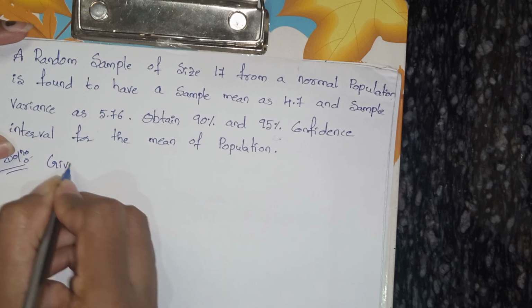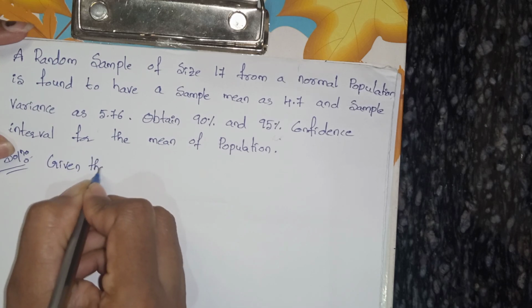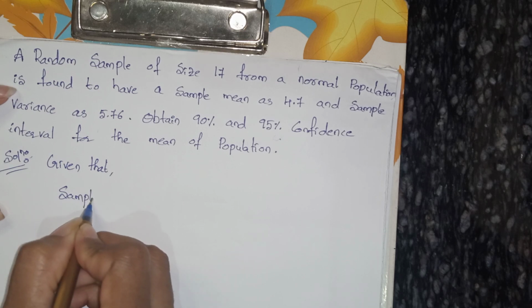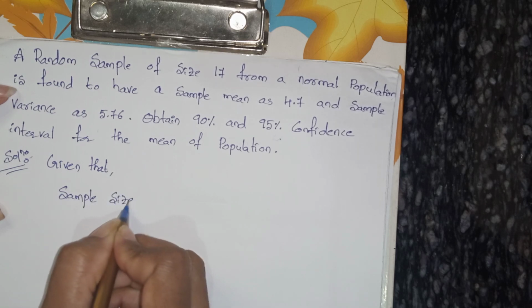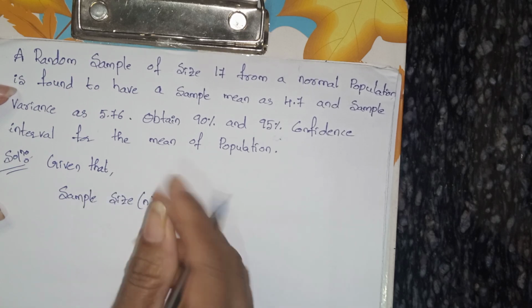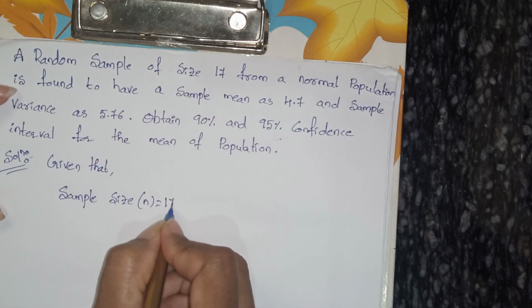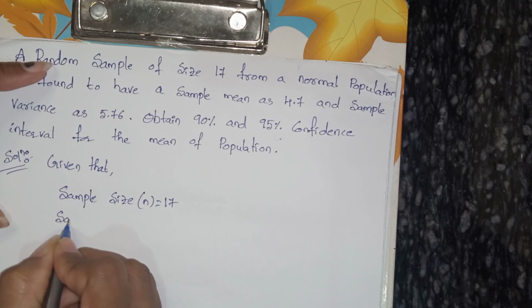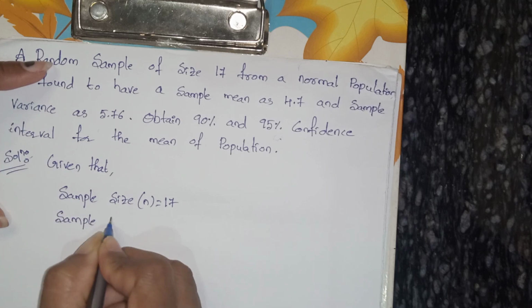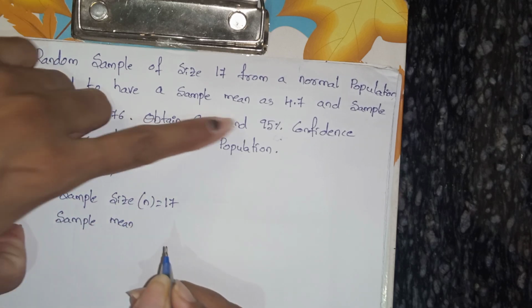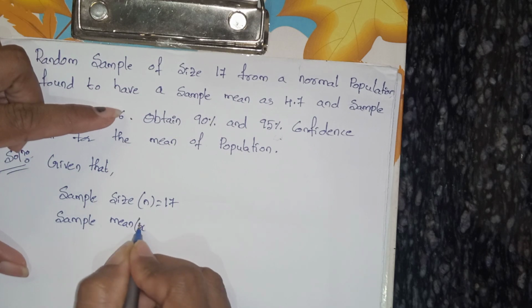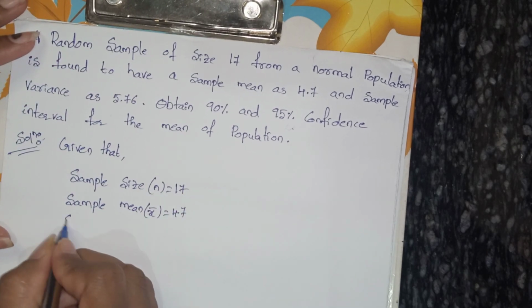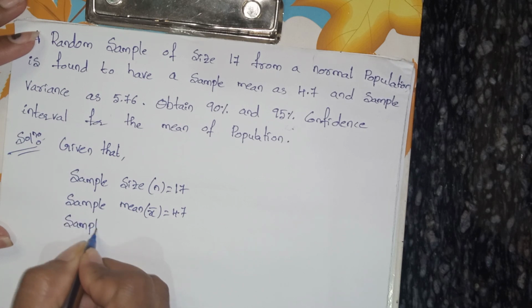First, given that, sample size n equals how much? 17. Next, sample mean, how much? That means x bar equals 4.7. Next, sample variance.